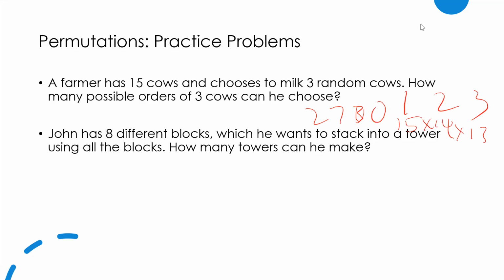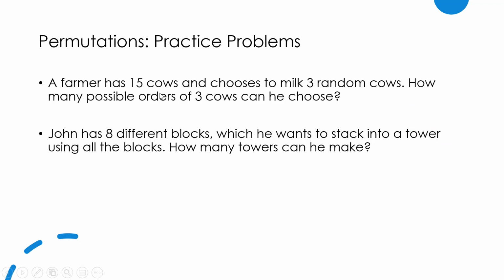Now for the second one, we have John has 8 different blocks, which he wants to stack into a tower using all of these blocks. How many towers can he make? So for this one, we have 8 blocks and we have 8 positions, since we have to use all of them. So here we can set up all the positions.